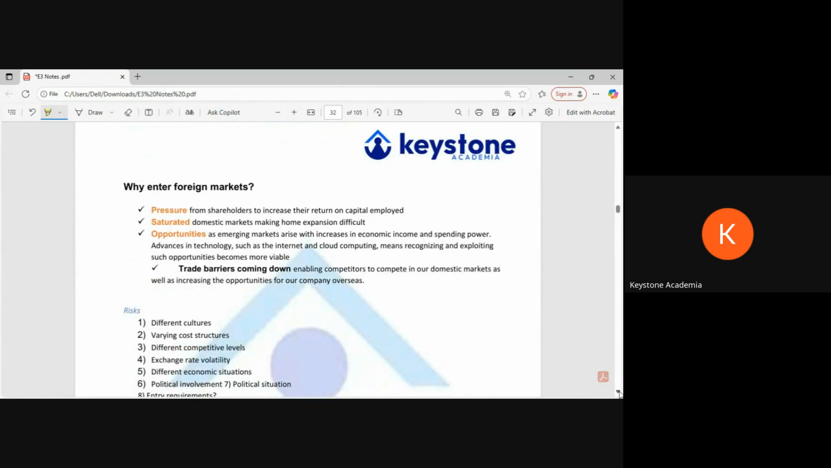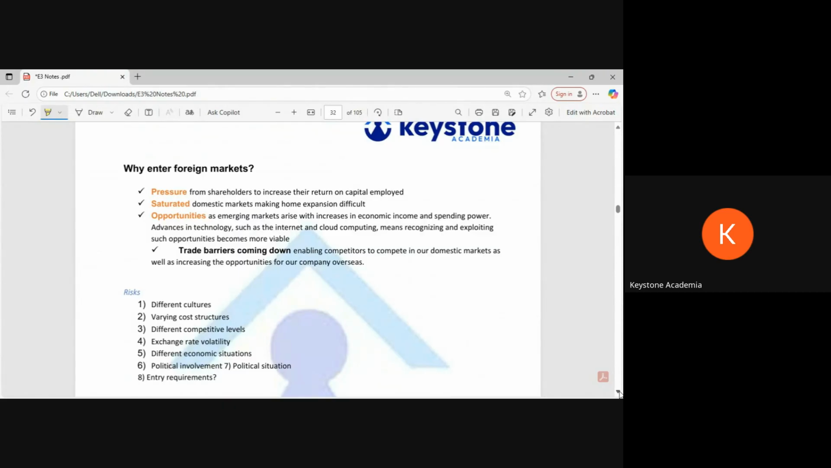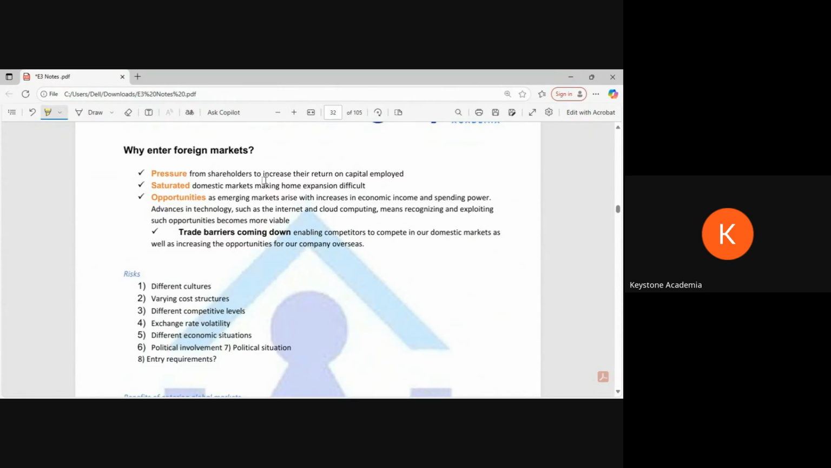Now entering foreign markets: pressure from shareholders to increase return on capital employed, saturated domestic market opportunities, trade barriers coming down. Then we have different risks. So looking at our current business model, we are already in international markets.